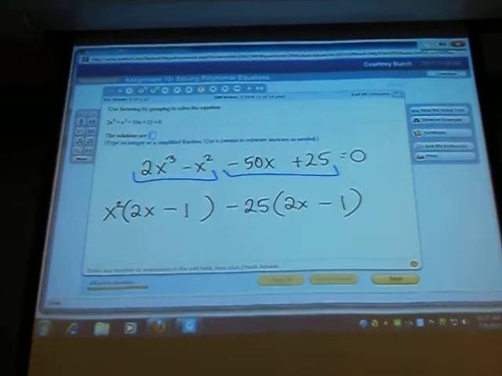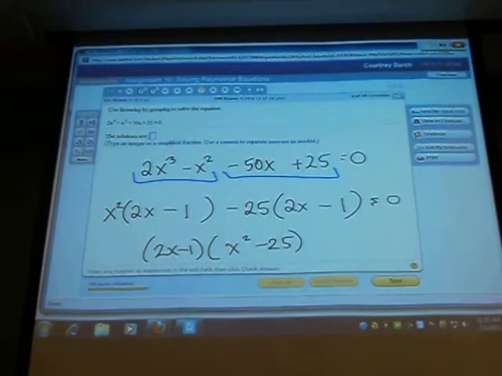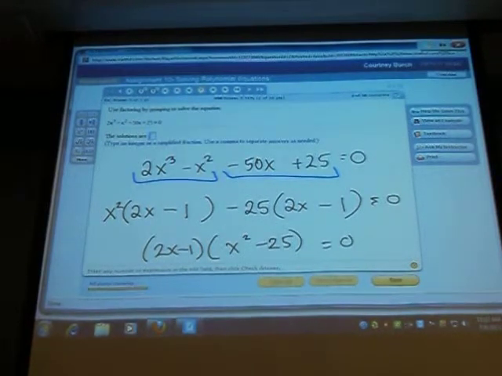Then take out your 2x minus 1. Factor out that whole thing, and that leaves you with x squared minus 25. Then x squared minus 25 I can factor into x plus 5 times x minus 5. I think you all have the same problem. The only difference is what number you have here.